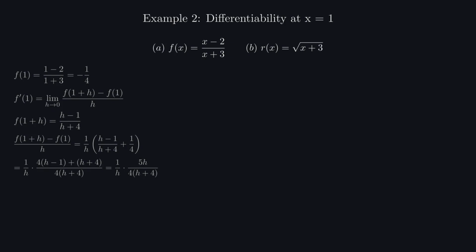This simplifies in the numerator to 5h, giving us 5h over 4h times h plus 4. The h cancels, leaving 5 over 4 times h plus 4. Taking the limit as h approaches 0, f prime of 1 equals 5 over 16. Since this limit exists, f is differentiable at x equals 1.